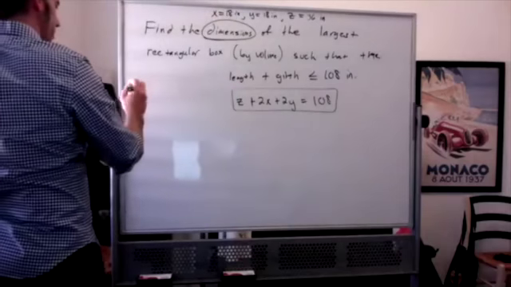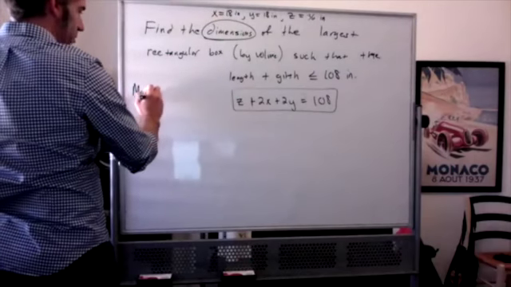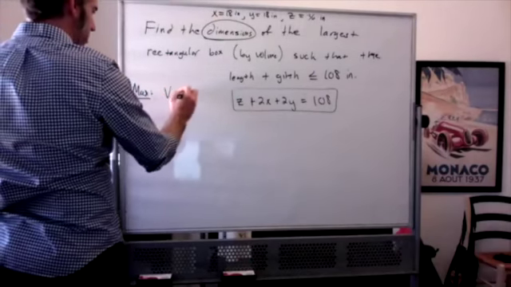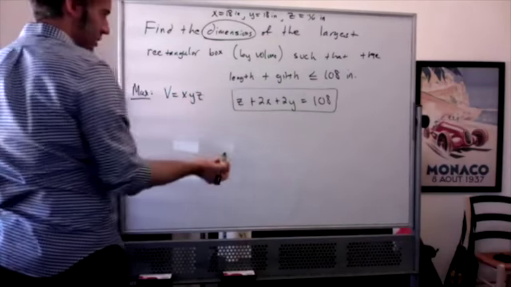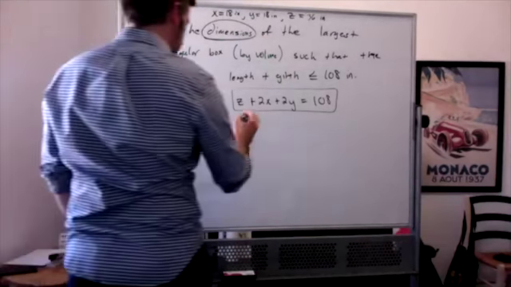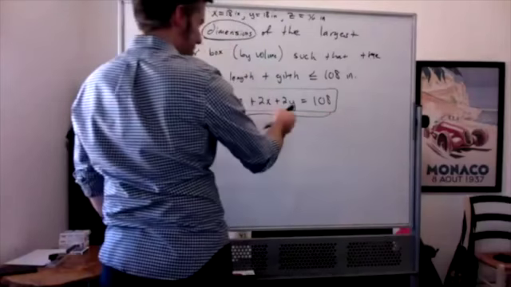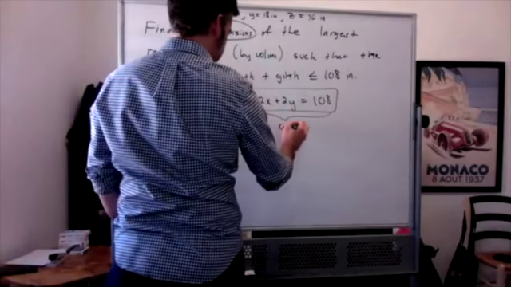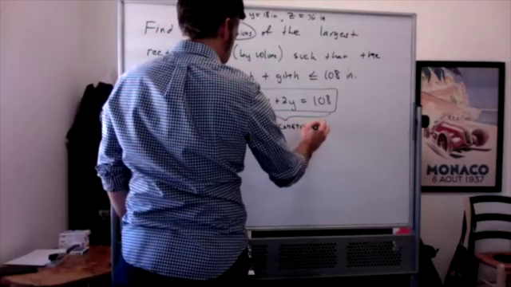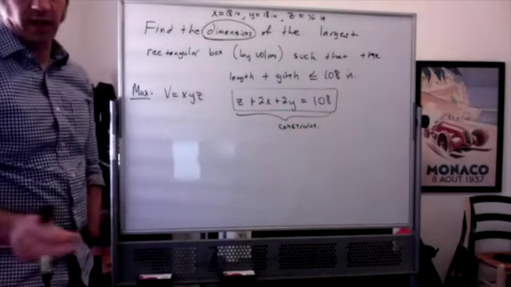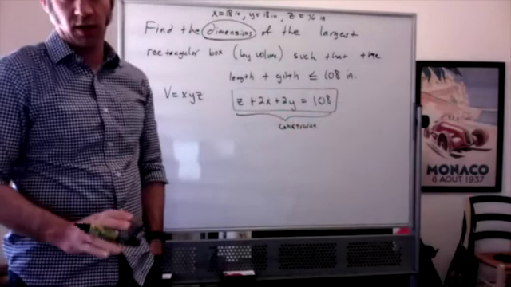So here's the idea. We want to maximize, still the same question, right? So we want to maximize the volume equal to x times y times z, subject to the constraint z plus 2x plus 2y equals 108. Okay, now here's the process that's going to work.